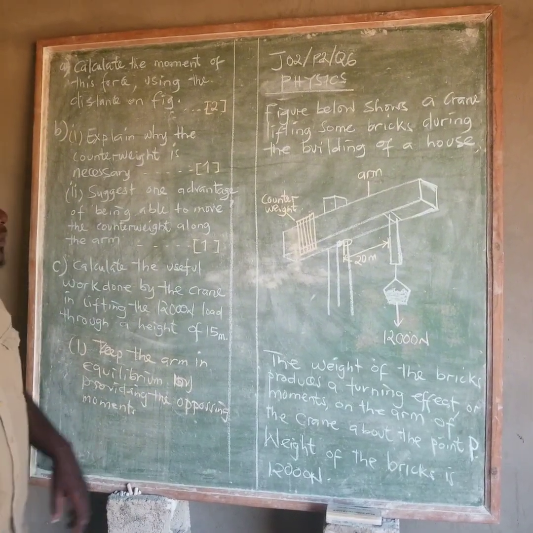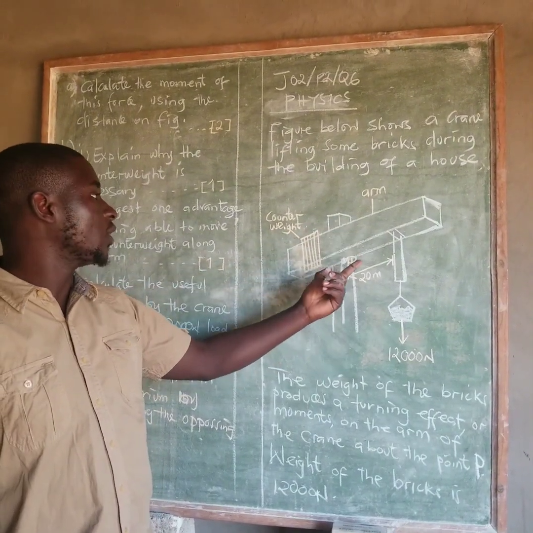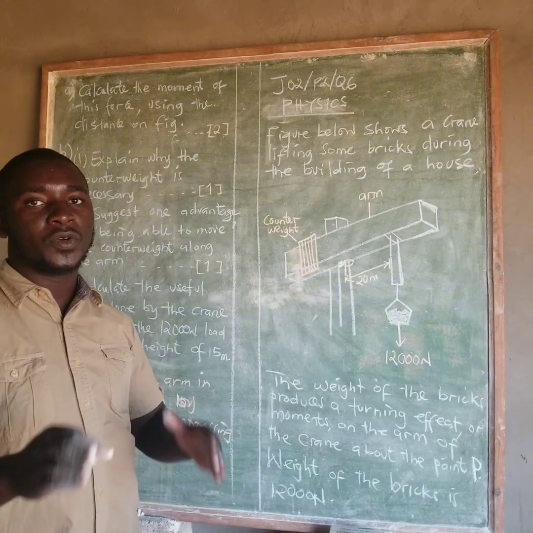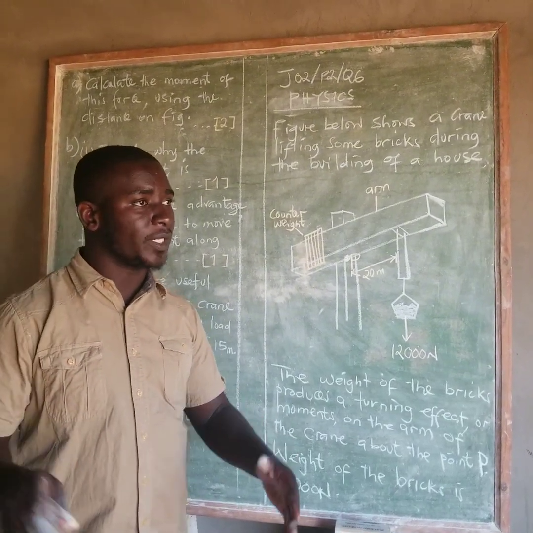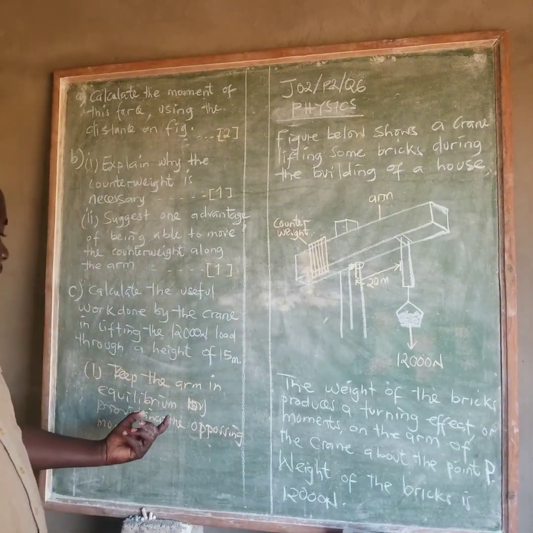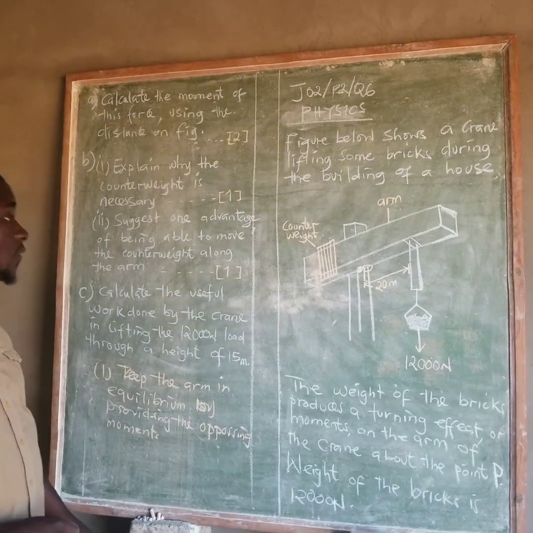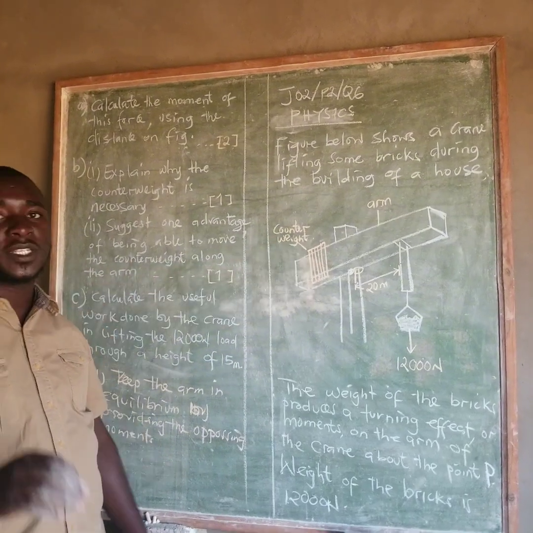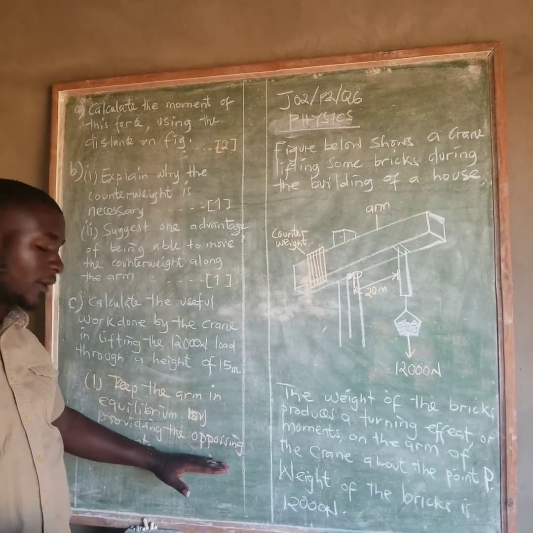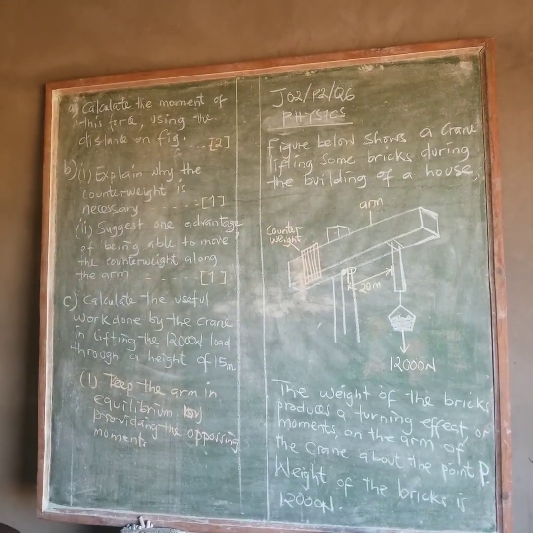What does that mean? It means the moments produced this side are supposed to be equal to the moments produced this side for the principle of moments to be obeyed. So if we have a moment of say 240,000 newton meters, this one is producing the same opposing moment for this arm to be in equilibrium.